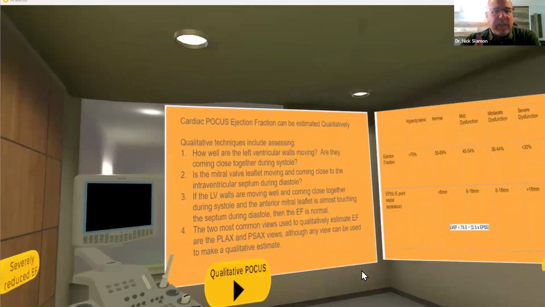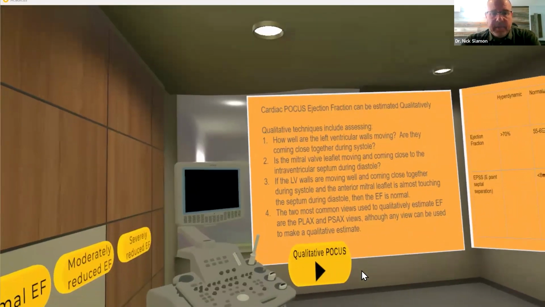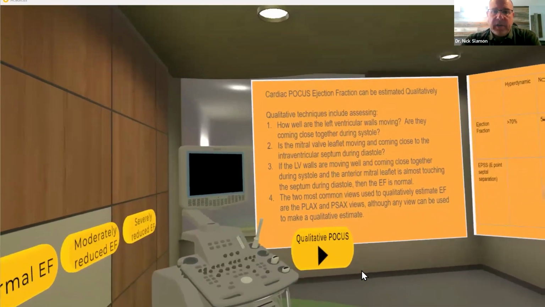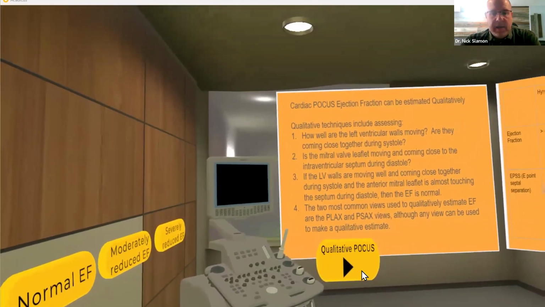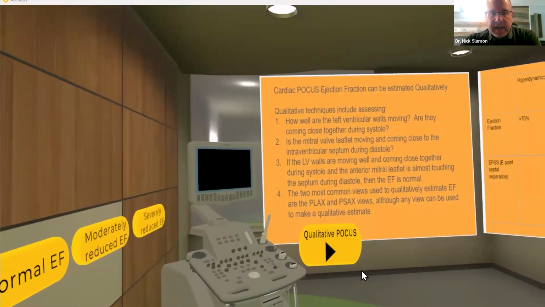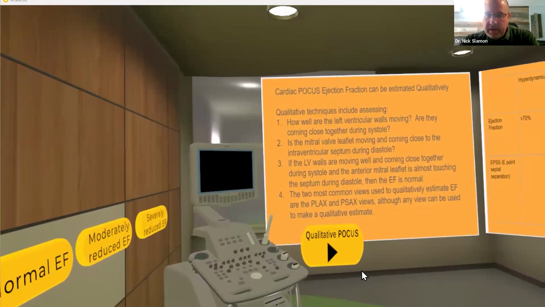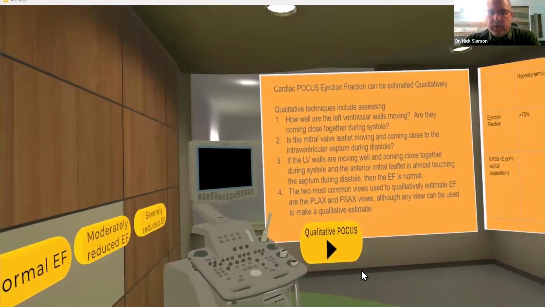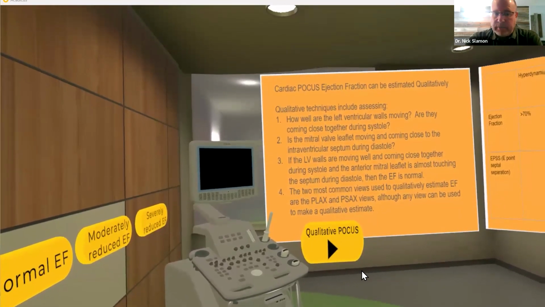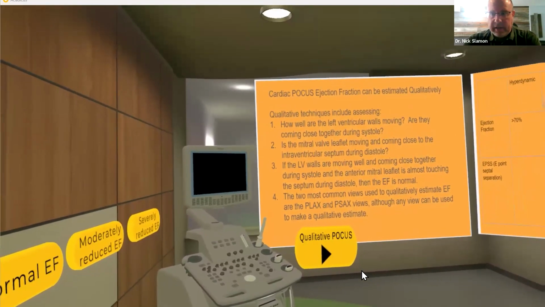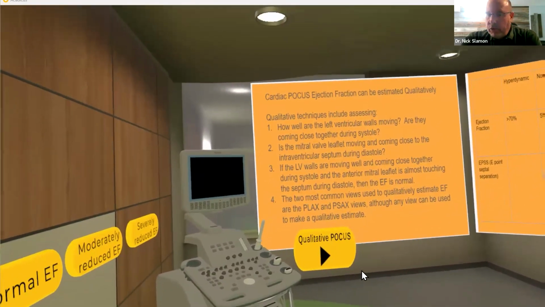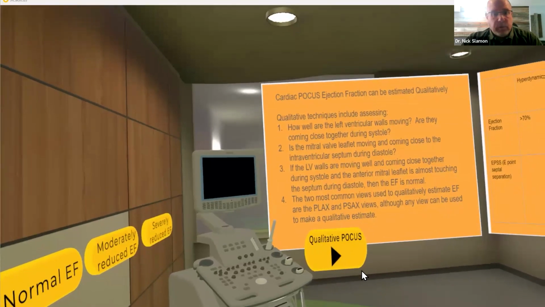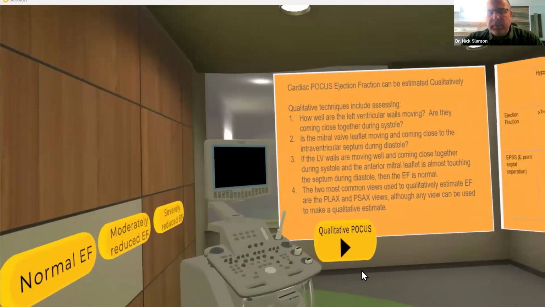So just qualitatively looking at the echo screen, can I learn how to look at the left ventricle's contraction and the mitral valve leaflet's movement, and at the end of this, come out of it saying, I have a pretty good idea now about what's normal or abnormal, based on what I've seen with these action buttons that show me what severe looks like, what moderate looks like, what normal looks like. So that's the hope, that you can do these in group lectures, or completely by yourself.